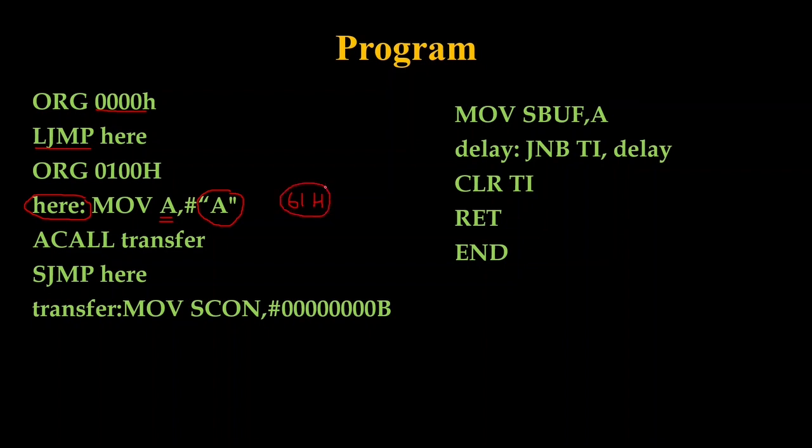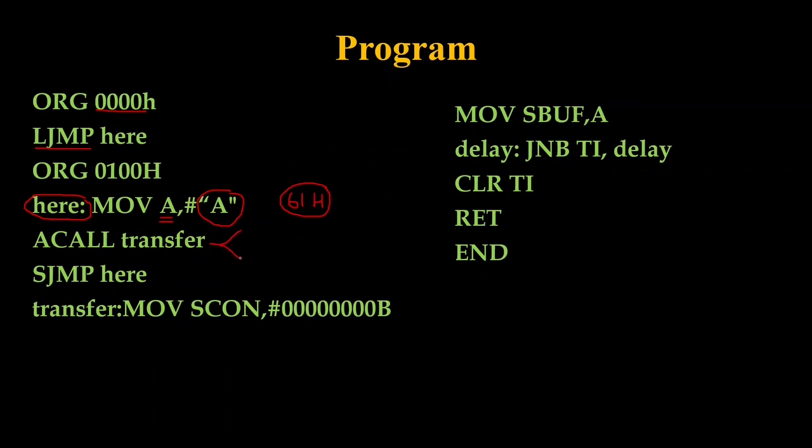So if I know the ASCII values, I can use the ASCII values, else I can use the character values inside quotation marks. Then ACALL transfer. It is going to determine that the transmission is getting completed, right? It is a subroutine, so it is going to push that information inside your stack.